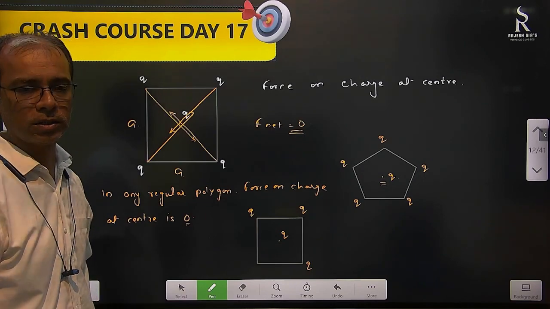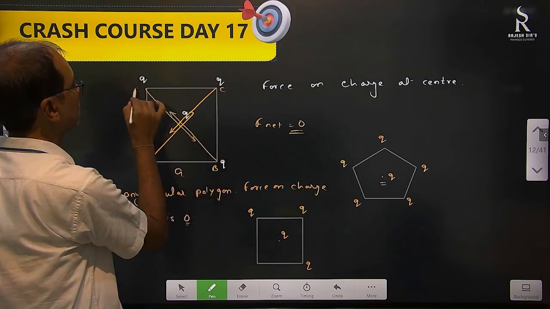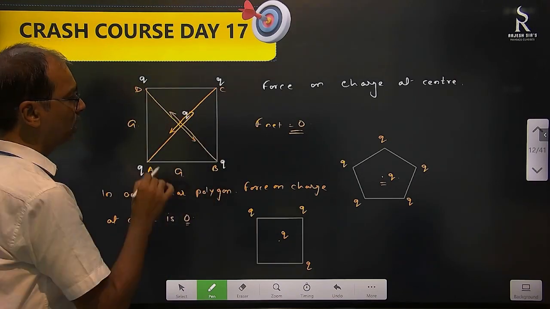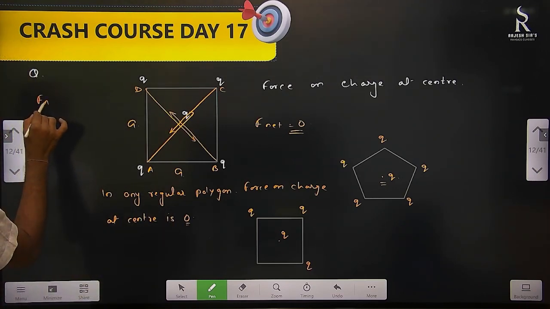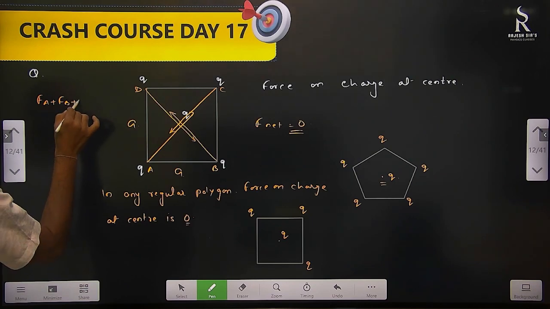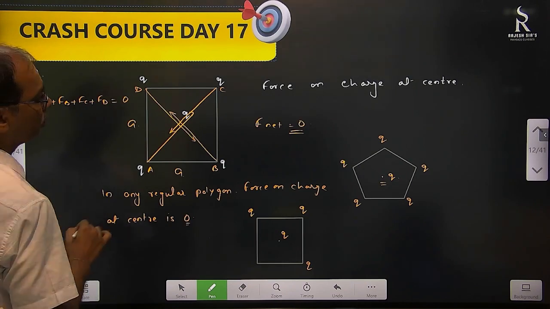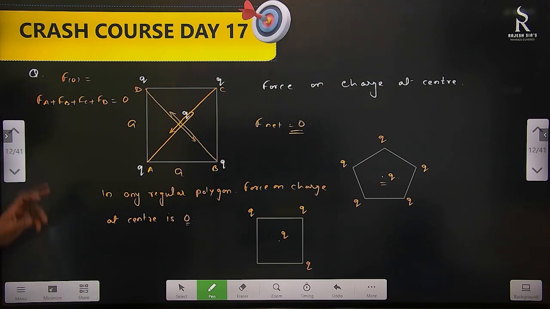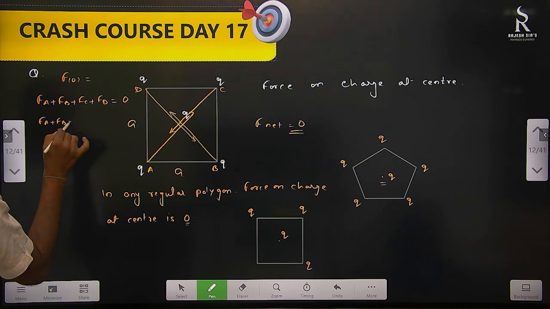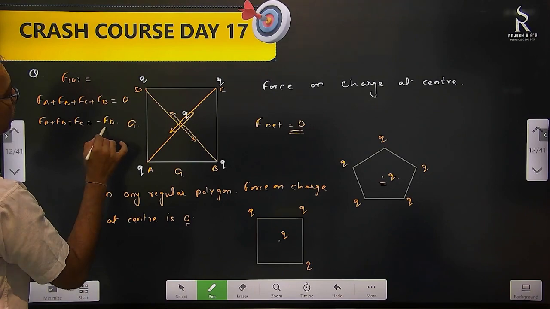So what do we do in this case? This is A, this is B, this is C, and this is D. So we say, what is happening? Force due to charge at A plus force due to charge at B plus force due to charge at C plus force due to charge at D is equal to 0, where the force is at O. Due to all of these it's 0. So we know that force due to A plus force due to B plus force due to C is equal to minus of force due to D.